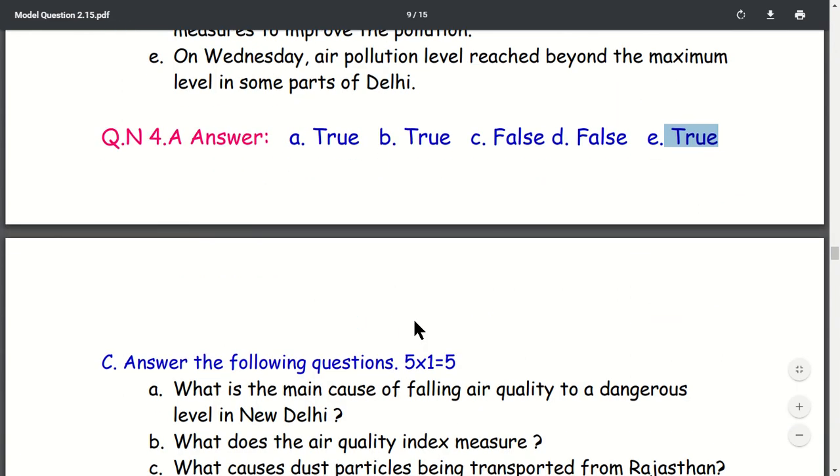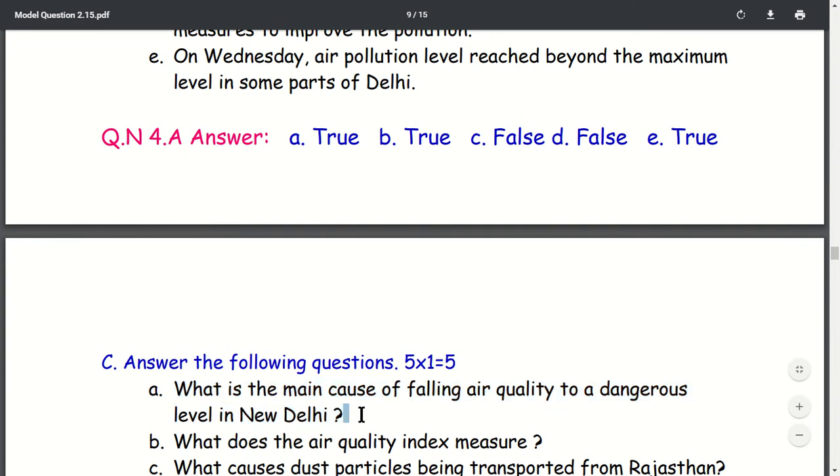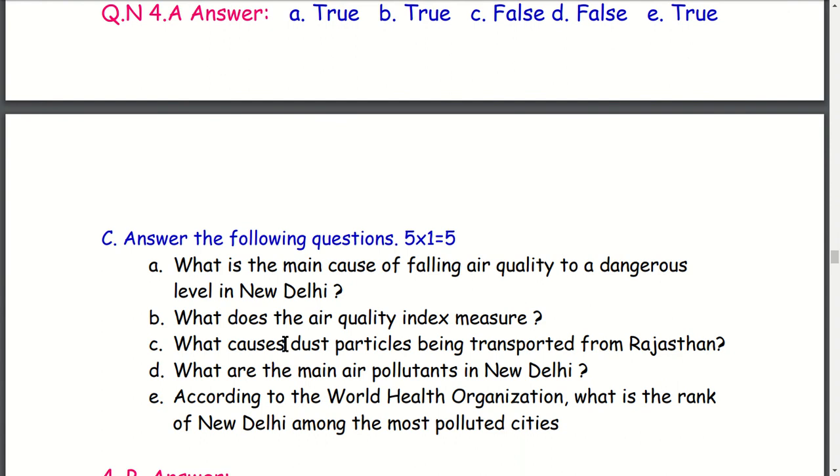Next, answer the following questions. One question carries 1 mark. A: what is the main cause of falling air quality to a dangerous level? B: what does the air quality index measure? C: what causes dust particles to be transported from Rajasthan?